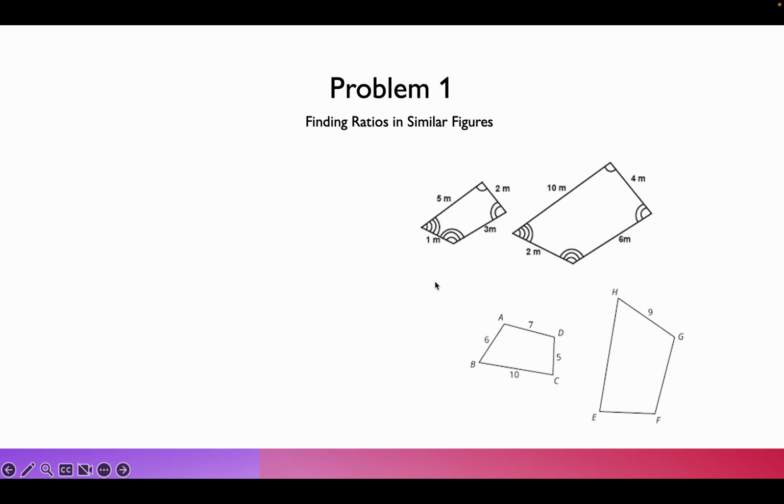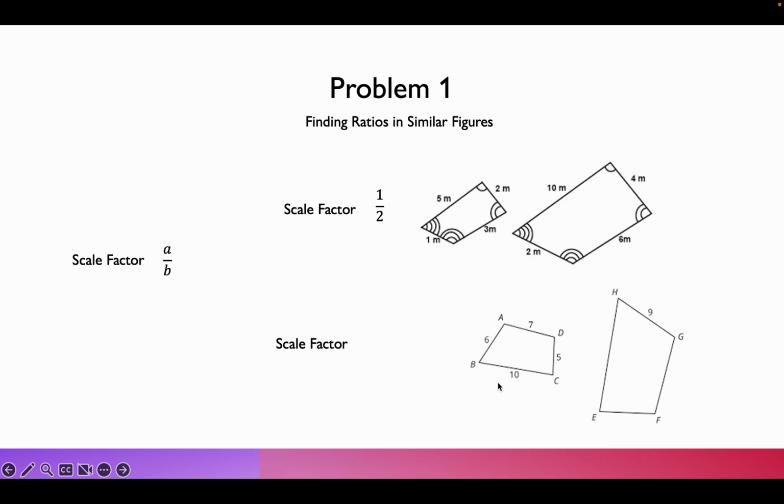Here's a different kind of problem. Finding ratios in similar figures. Let's figure out how to actually come up with the scale factor. Scale factor, remember, is A over B. So I'm noticing this side here, I have a 1, and the similar side, the corresponding side, is a 2. So I just put 1 over 2.